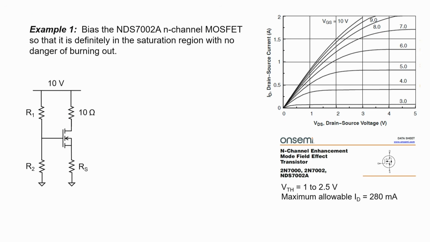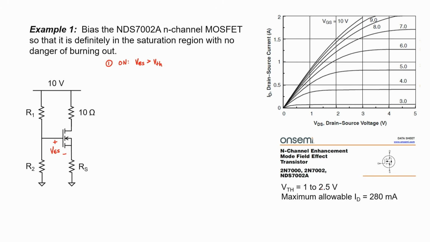Let's now work an example. We're going to be biasing this transistor so that it's definitely in the saturation region with no danger of burning out. First, let's label our gate source voltage on the circuit diagram. We know that this transistor is going to be on if the gate source voltage exceeds the threshold voltage.